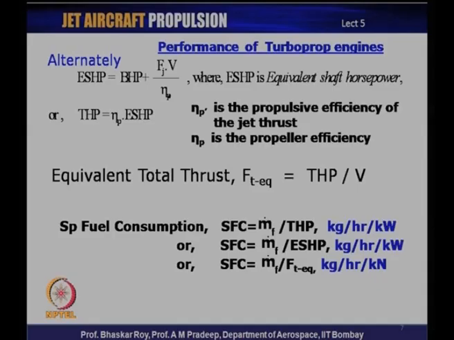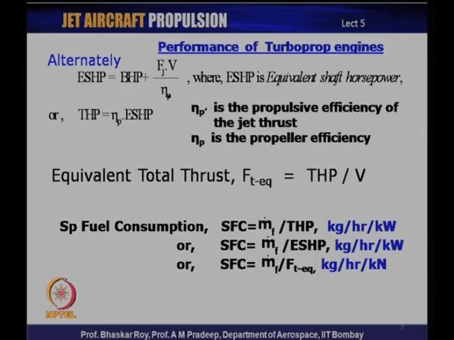The total equivalent thrust, as I mentioned, can also be written down as F t equivalent equal to THP divided by V. V, of course, is the aircraft velocity. So, as a result, it is possible to write down equivalent total thrust in terms of the total horsepower that is being consumed divided by the aircraft velocity.